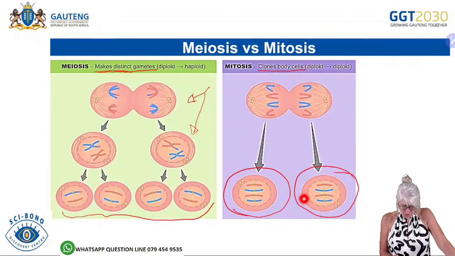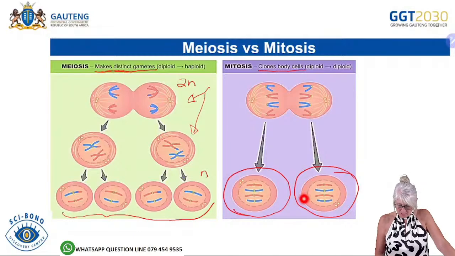We also started off with a diploid cell in meiosis, and we ended up with 4 haploid cells. In mitosis, we start off with a diploid cell, and we end up with diploid cells. Okay, so that's the basic difference.